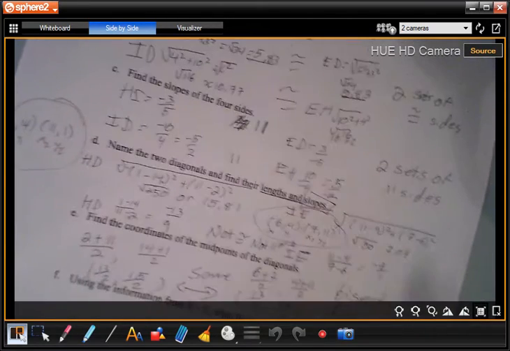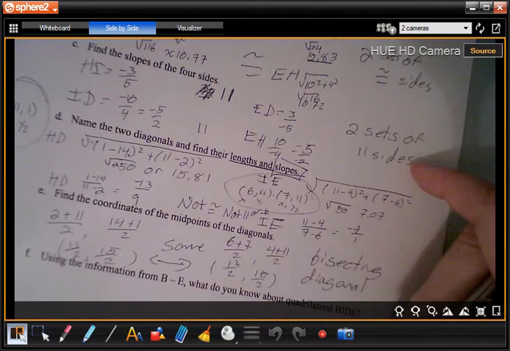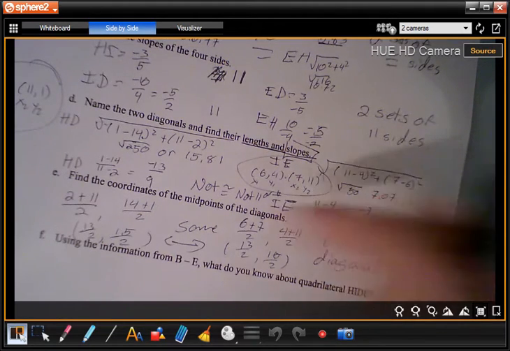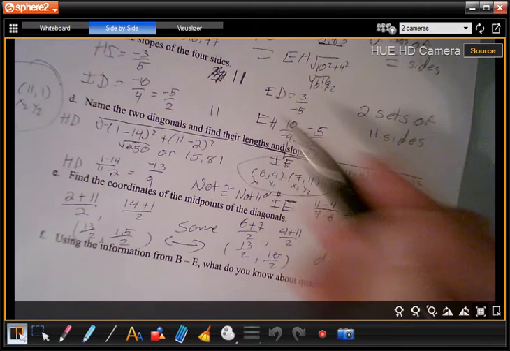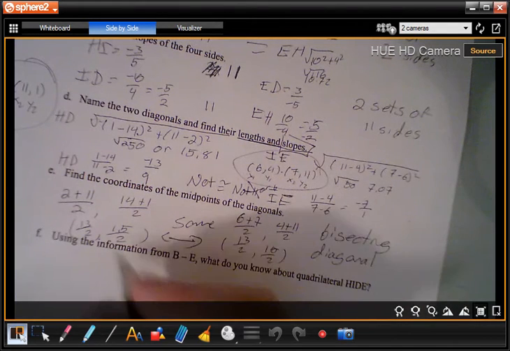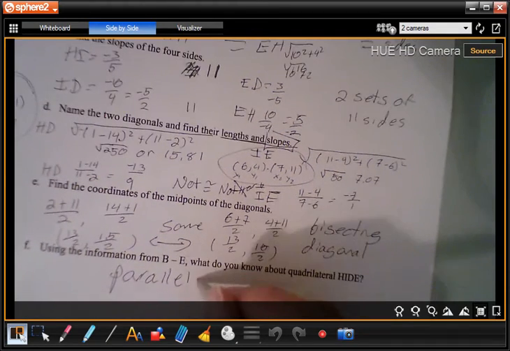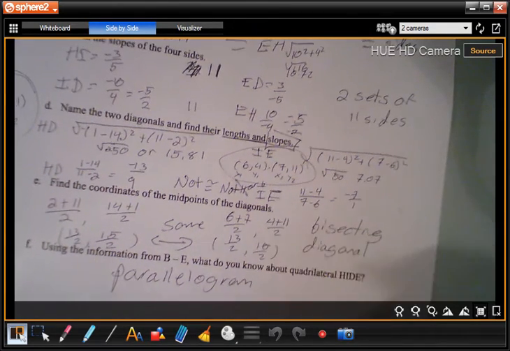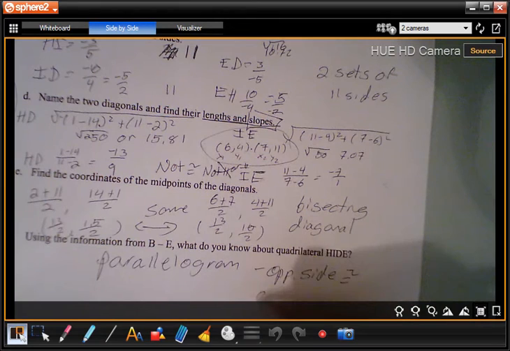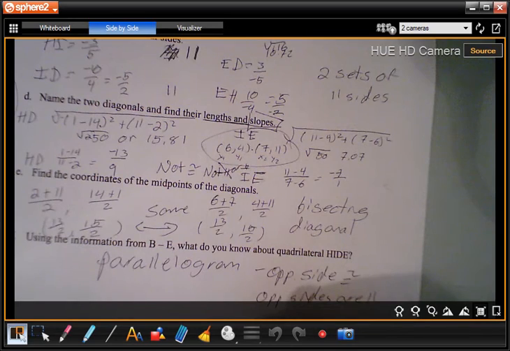So, because we've written this down already, we have two sets of congruent sides. Two sets of parallel sides. We don't have any congruent diagonals. We don't have any parallel or perpendicular diagonals. You can't have parallel. It wouldn't make sense. They're the diagonals. They cross in the middle. But they're not perpendicular. And they're bisecting. We know it is a parallelogram. Parallelogram, because opposite sides are congruent, opposite sides are parallel, and bisecting diagonals.